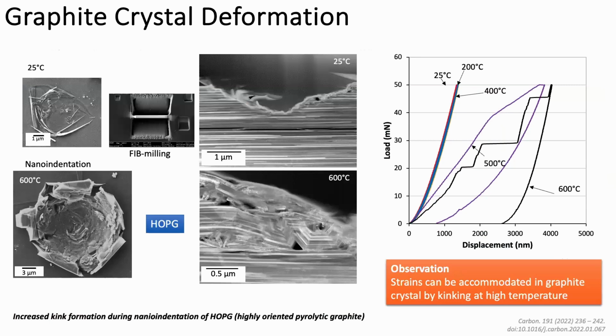This is nanoindentation applied to HOPG. It's basically aligned graphite crystallites, so we indent on the basal plane. And as we go up in temperature, we get a massive change in the way the graphite responds to accommodate the indentation deformation. For example, here's data at 60 degrees, here's room temperature. And what's happening is there's an increased ease of kinking of the graphite crystals. So it's a strain accommodation mechanism.